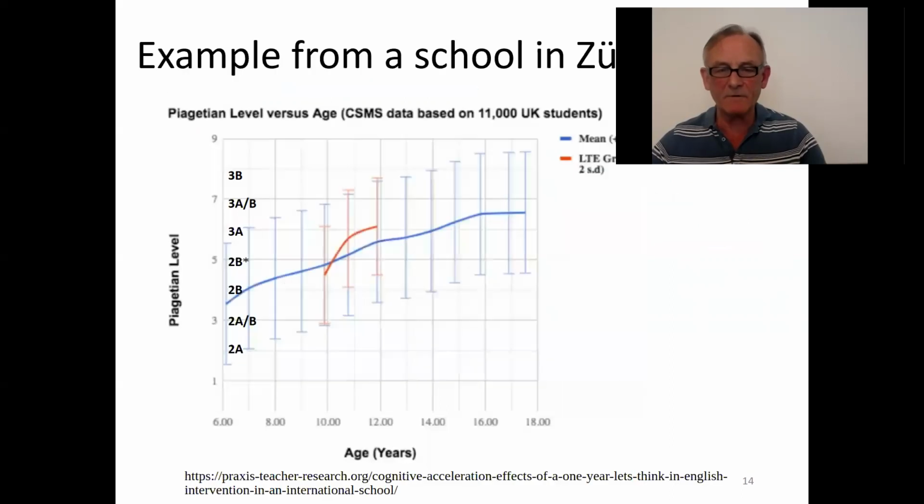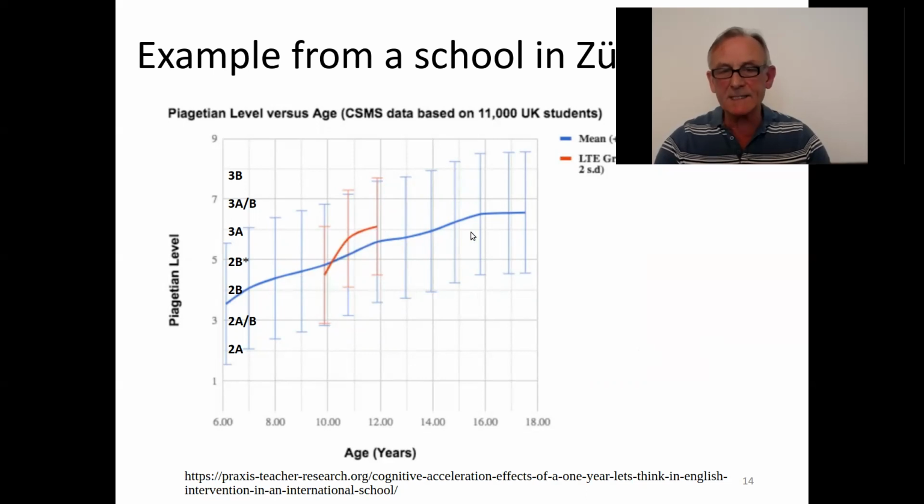To give you an example of that, this is work that I did in my own school in Zurich about 5 years ago with the Let's Think English program. This happened to be slightly younger students, the last year of primary in the primary years program, who then moved into grade 6 of the secondary middle years program. And the red line you can see has shown a change in what they've done in their Piagetian testing.